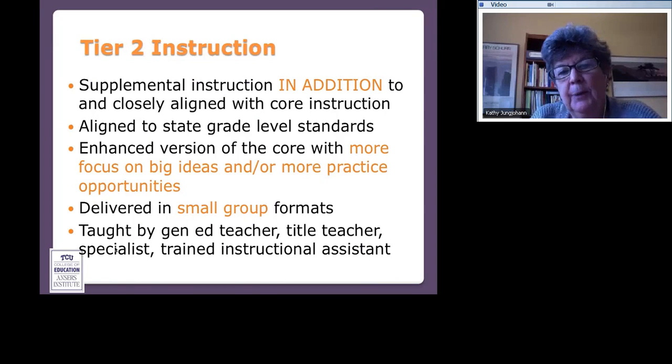Another way to think about Tier 2 instruction is that it's an enhanced version of the core, but with more focus on big ideas or more practice opportunities for students. Tier 2 instruction should be delivered in small group formats, again, so students get more practice opportunities and more focus. And Tier 2 instruction can be taught by a general education teacher, a Title teacher. It might be a specialist, and that could be a special education teacher, an ELL teacher, a speech and language teacher, or a trained instructional assistant.